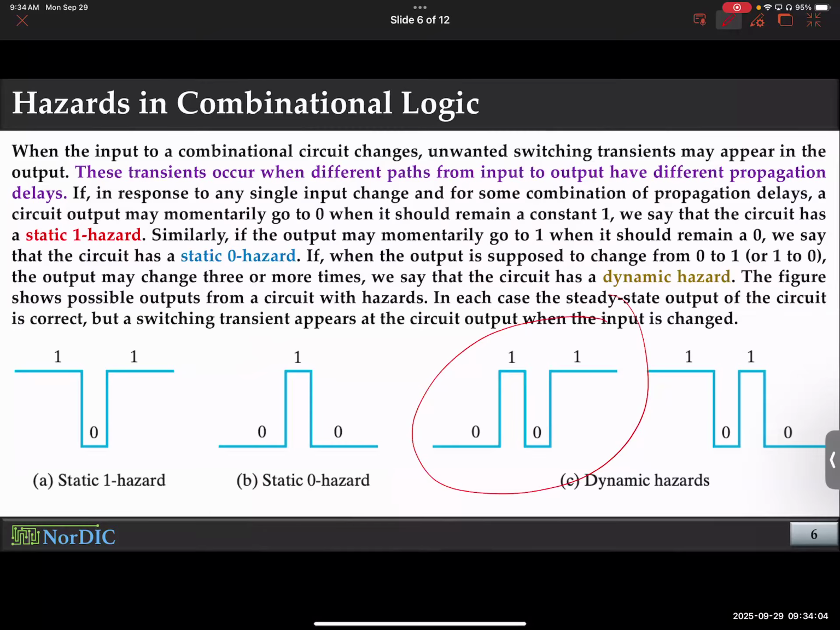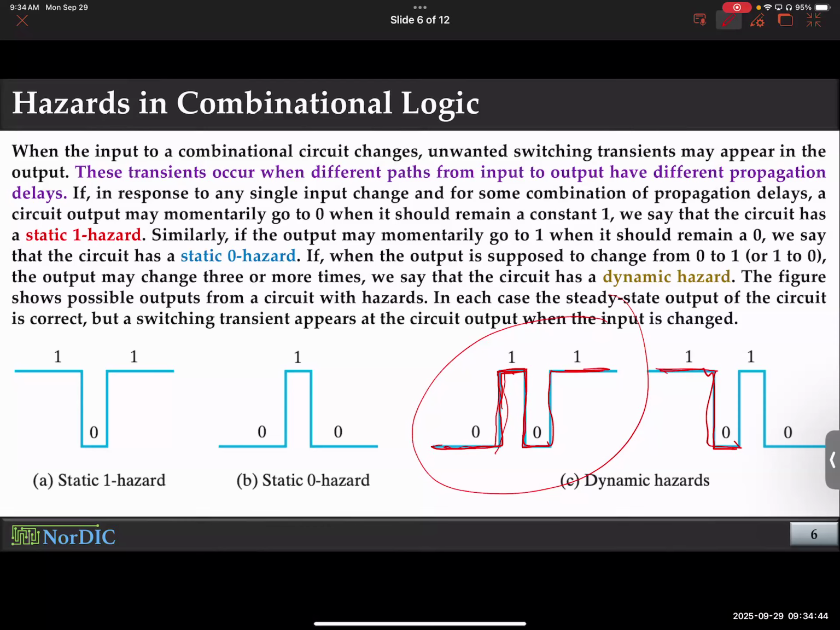Anything that has dynamic in it shows that there is supposed to be a change. So you are expecting a change at the output. The output was supposed to go from 0 to 1 or 1 to 0. Both are okay. You are expecting a change. Yes, the change occurred, but it didn't occur in a single transition. No, it occurred with multiple iterations. It went to 1 and then went back to 0 and then went back to 1. So it eventually stabilized, but it took some back and forth to get to that level. That's what you don't like.